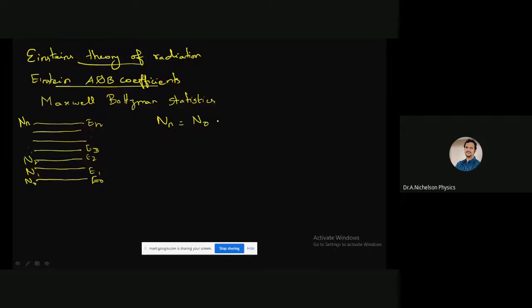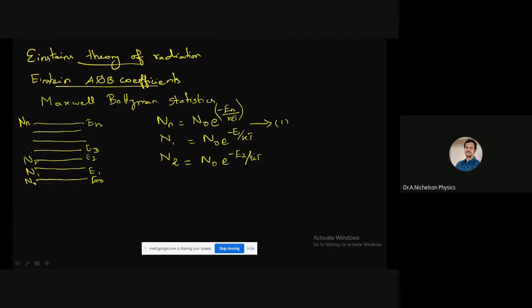So Nn, in general, the equation can be written as, just learn this by heart, Nn is equal to n naught into exponential of minus En by kT. K is the Boltzmann constant, and T is the absolute temperature. This is the equation for Maxwell-Boltzmann statistics. The general equation is this one, equation number 1. Now N1 is equal to N naught e power minus E1 by kT, and for N2, the number of atoms in the higher energy level, it is equal to N naught e power minus E2 by kT.